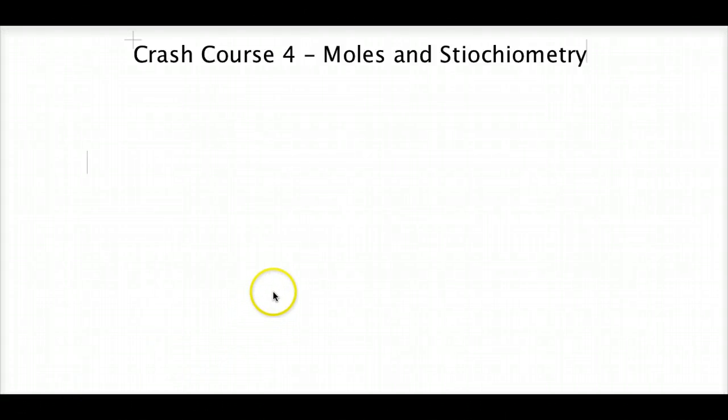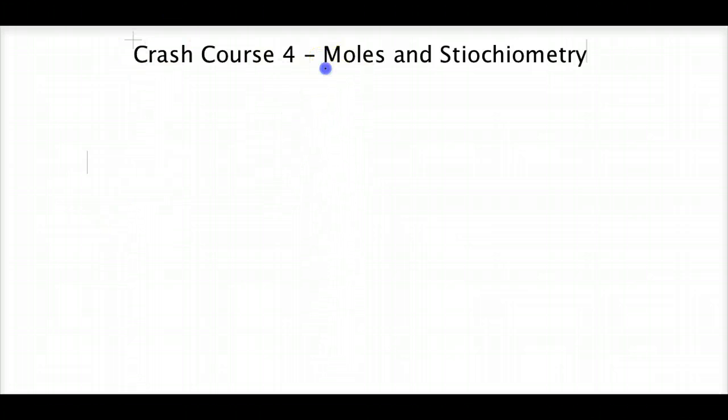This is Crash Course number 4, the fourth moment. This is moles and stoichiometry. In this mini series, I'll be reviewing the kind of Regents questions you'll see regarding this topic. This type of question is located early in the test, somewhere before or after bonding. I'm trying to go in the order the test goes. So let's get started. Let's start with moles.